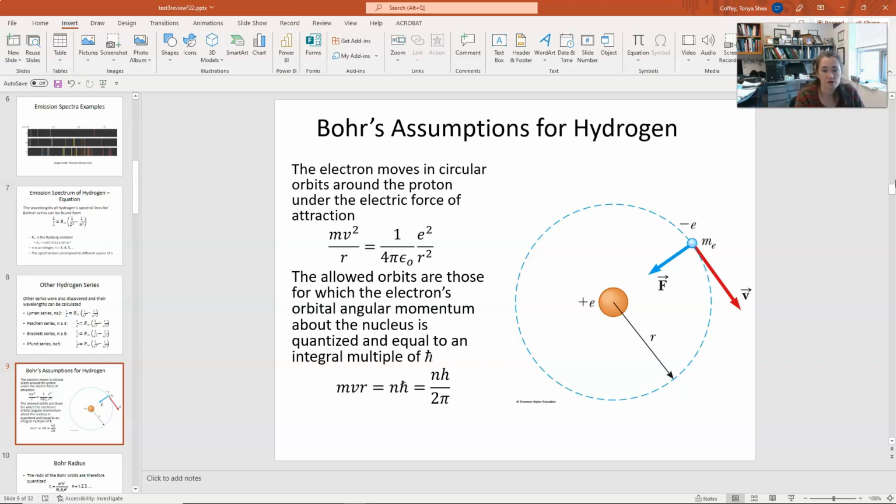Okay? So if mvr is equal to an integer multiple of h bar, it's a stable orbit. Okay? So mvr is equal to n h bar.